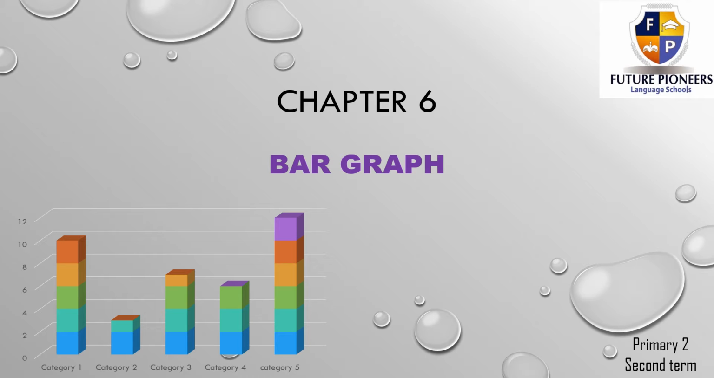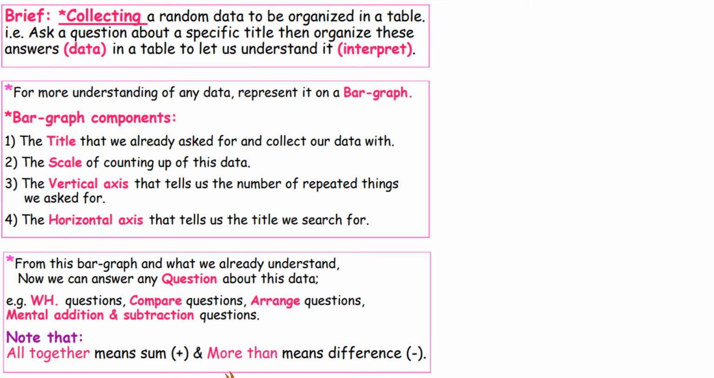Hi, here we're going to talk about the bar graph in this lesson. Remember when we were in primary 1 in the first term, we learned about bar graphs. It's collecting random data and organizing it in a table. That's how we use bar graphs: we make random data in a table to find how to answer the questions about it.